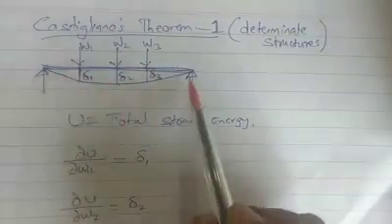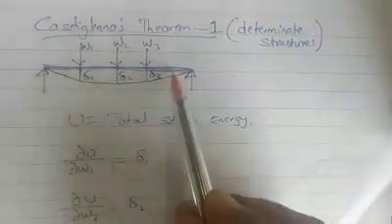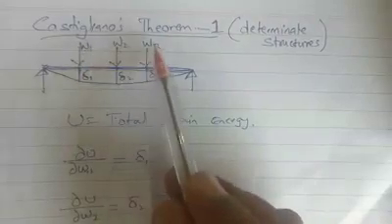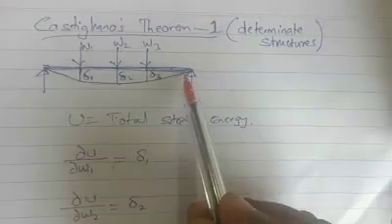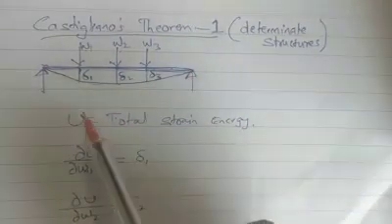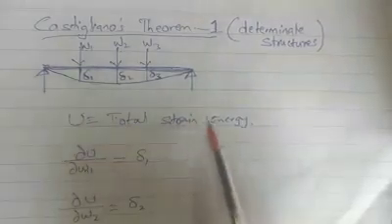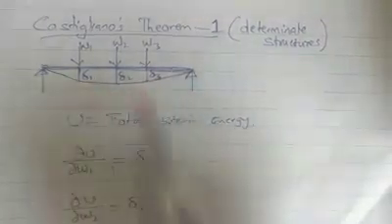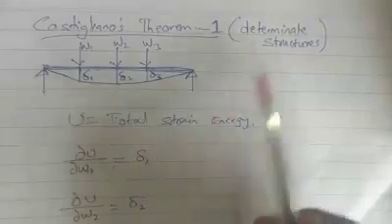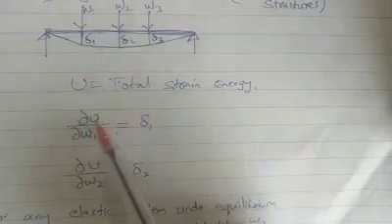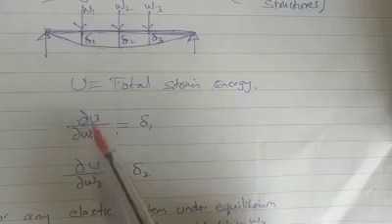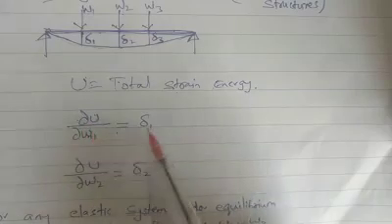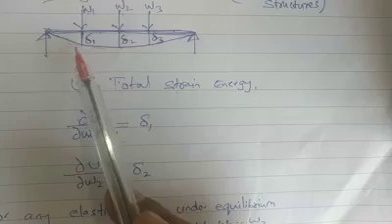So if we are having any structure, here we have taken a simple beam with some load W1, W2, W3. Because of the load, we are having the deflected shape of the beam. Now, if we say U is the total strain energy of the deflected shape of the beam, what the theorem says is, if we do partial differentiation of total strain energy with respect to W1 or any force, the result will be the deflection under W1. The deflection under W1 is delta 1.